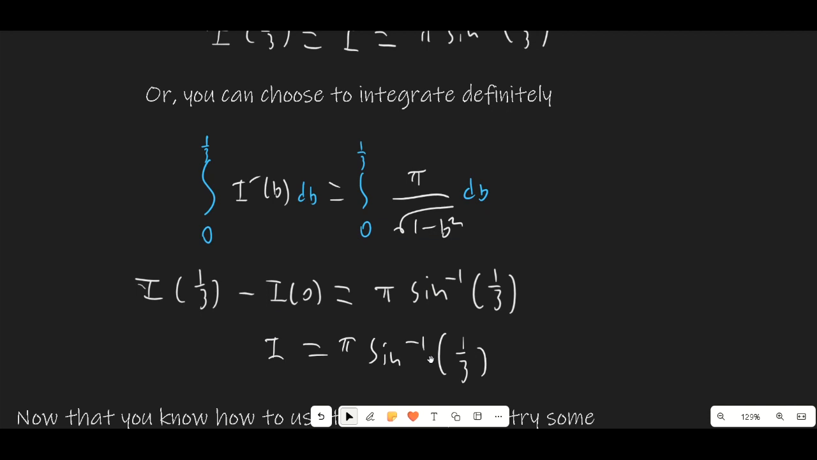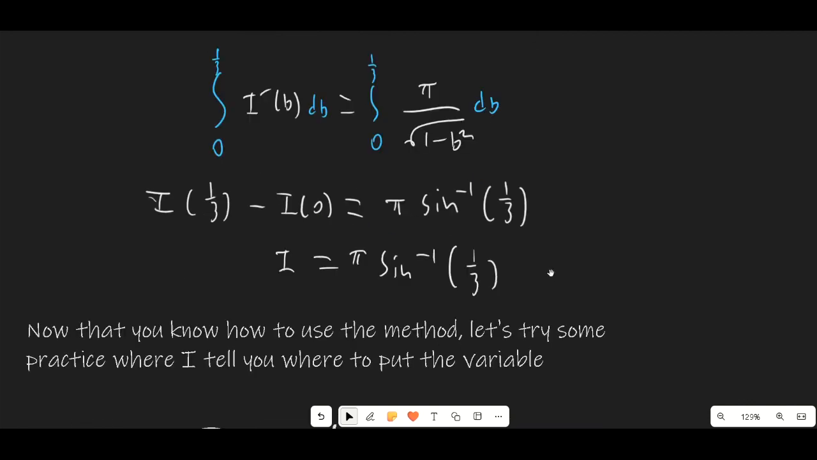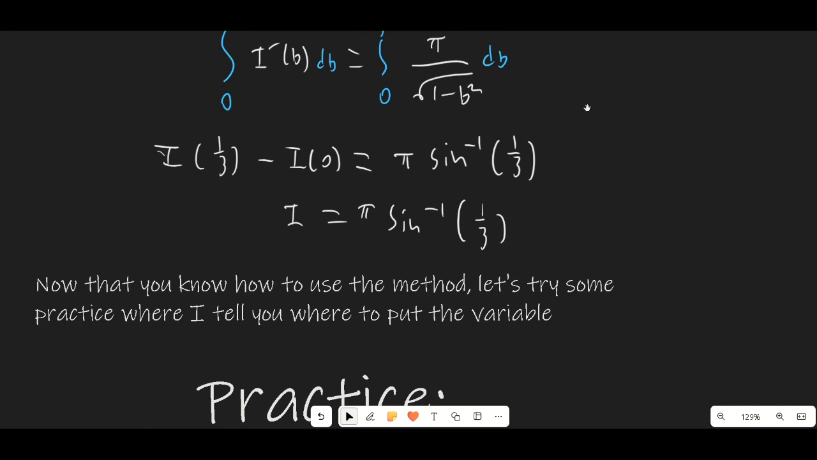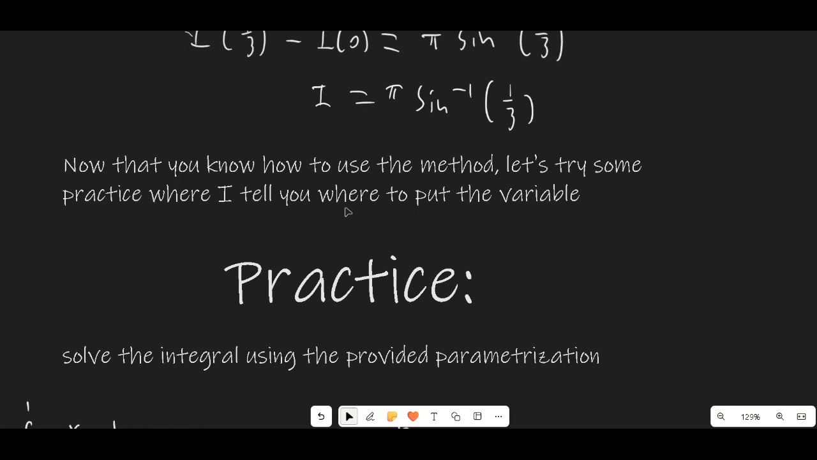So as you can see, we introduce the parameter, we differentiate with respect to the parameter, which gives us an easier integral to solve. Remember the Weierstrass substitution, that wasn't too difficult to do. Then we reintegrate with respect to that parameter and get our original integral function. So now that you know how to use this method, let's try some practice where I already tell you where to put the variable.